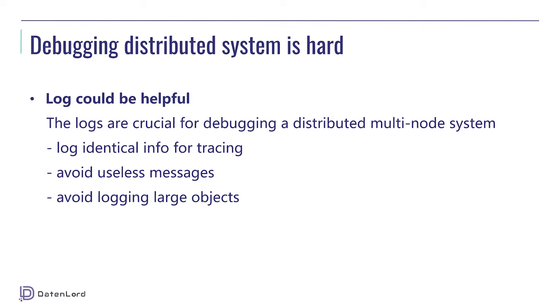Firstly, logs are crucial for debugging a distributed multi-node system. Make sure they provide identical information for tracing purposes. Avoid unnecessary messages, and especially avoid logging large objects, which will generate a huge amount of noise, making the debugging even harder.